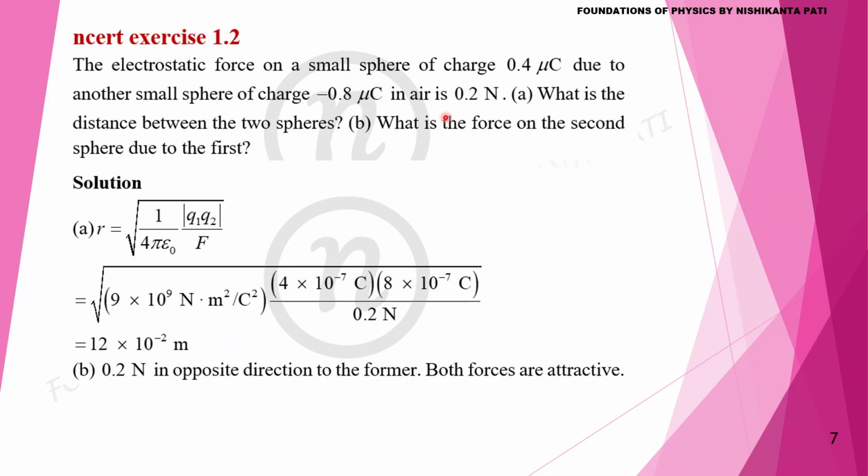Electrostatic force obeys Newton's third law. So force on Q1 by Q2, force on Q2 by Q1, they are equal and opposite. So the magnitude is same and direction is opposite. And since the two charges are unlike charges, they attract each other.